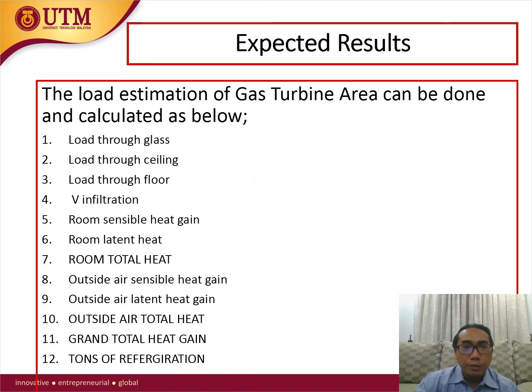The expected result. The load estimation of the gas turbine area can be done and calculated as below. Load through glass, load through ceiling, load through floor, velocity of infiltration, room sensible heat gain, room latent heat, room total heat, outside air sensible heat gain, outside air latent heat gain, outside air total heat, grand total heat gain, and tons of refrigeration.